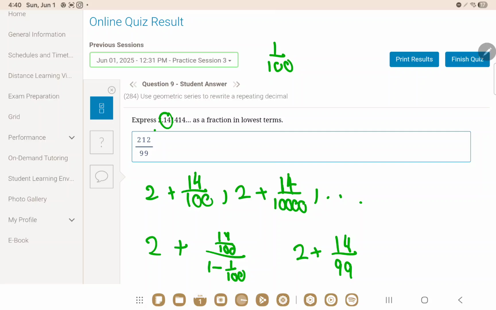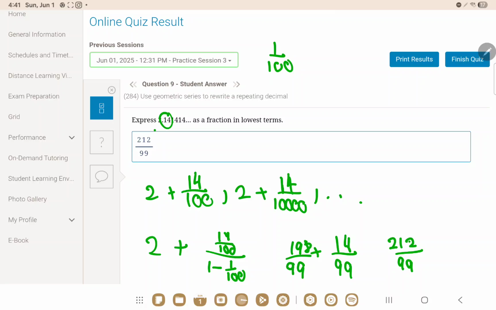1 is 99 over 99. So 2 is basically 99 times 2 over 99. 99 times 2 is 198 over 99. Right? Because they have to divide by 2, and you need your denominator to be the same. So now 198 plus 14 gives us 212 over 99.